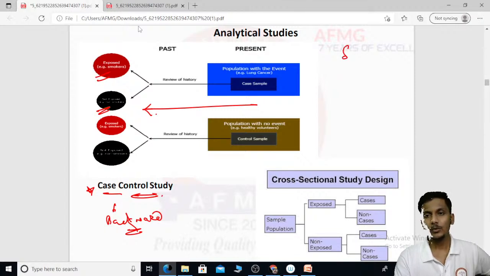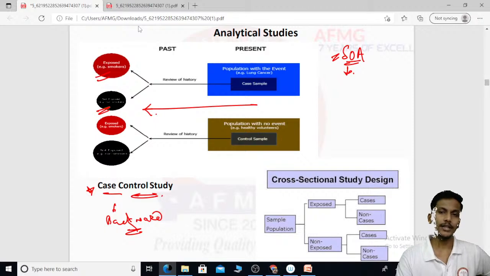Can anybody tell me what is the strength of association? Like what is the parameter which is used to measure the strength of association in cases of case control study? This is a backward looking study. So in this case, you are trying to take the history from your patient or from a diagnosed case, and now you are looking for some risk factor which will be associated with this disease. Yes, very good. It is your odds ratio.